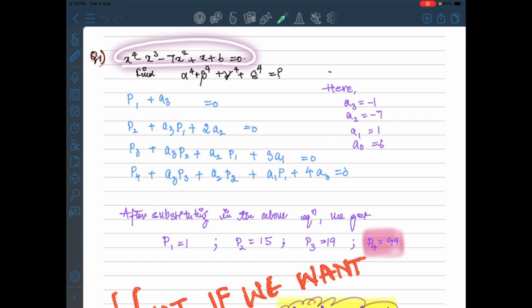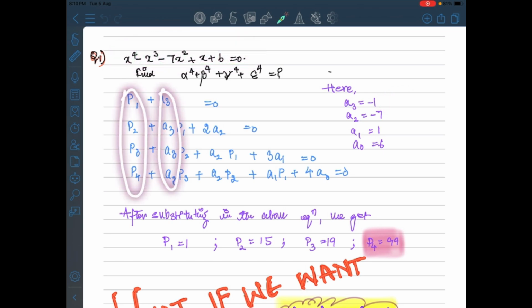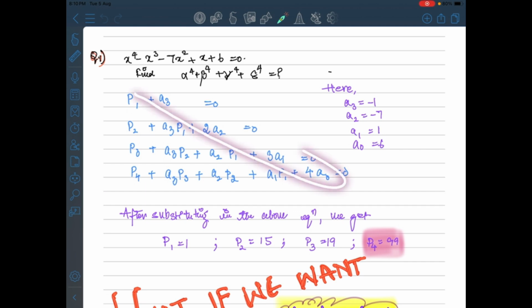So what is my A3 over here? Minus 1. A2 is minus 7, A1 is 1 and A0 is 6. What we do? P1, P2, P3, P4. A3, A3, A3. One step you leave. A2, A2, A2. Leave another step. A1, A1. Leave another step. A0. Now you go in a ladder format like this with the last one.